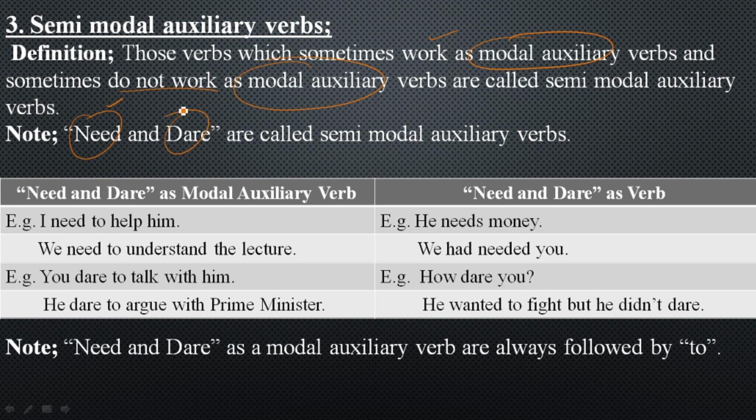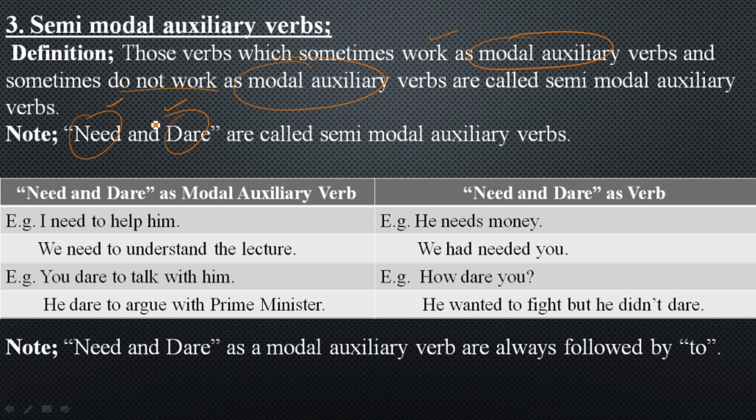There are two semi-modal auxiliary verbs. The first one is known as need and the second one is dare. Need and dare are sometimes modal auxiliary verbs and sometimes they do not work as such, so they will be working as only verbs. I will differentiate between the two, that how they work as modal auxiliary verb and they do not work as modal auxiliary verb.